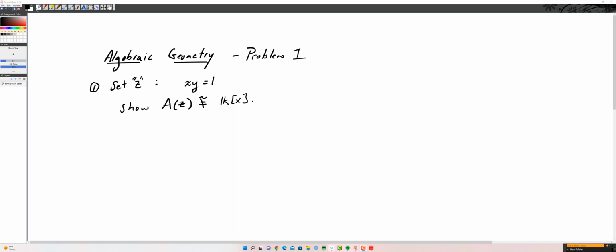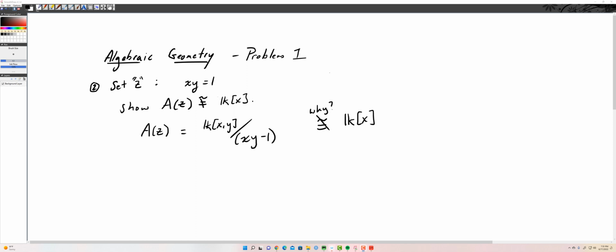Here's the second part. Should probably do this. That was the first part of problem 1. This is the second part. We have a set Z. Z is the hyperbola xy equals 1. And we need to show that AZ, again, the coordinate ring, is not isomorphic to the ring of polynomials in one variable.